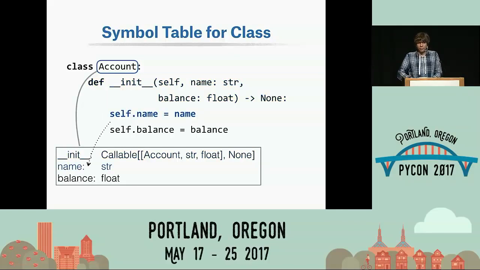Then MyPy will look within the body of under init, and it sees that you're assigning to an attribute called name through self. So this defines an attribute, and it looks at the initializer, or the right-hand side of the assignment, to determine the type of the attribute. In this case, it knows that the name is a string, so the name attribute is also a string. Similarly, it sees that you also assign to the balance attribute. And again, the type of the value is float, so the type of this attribute is float.